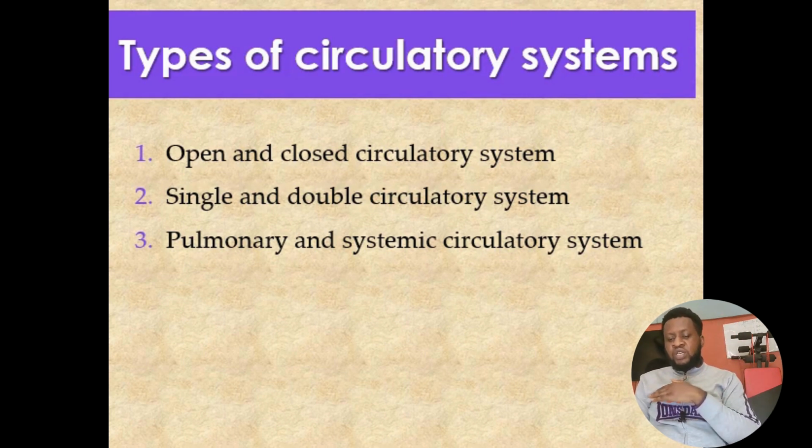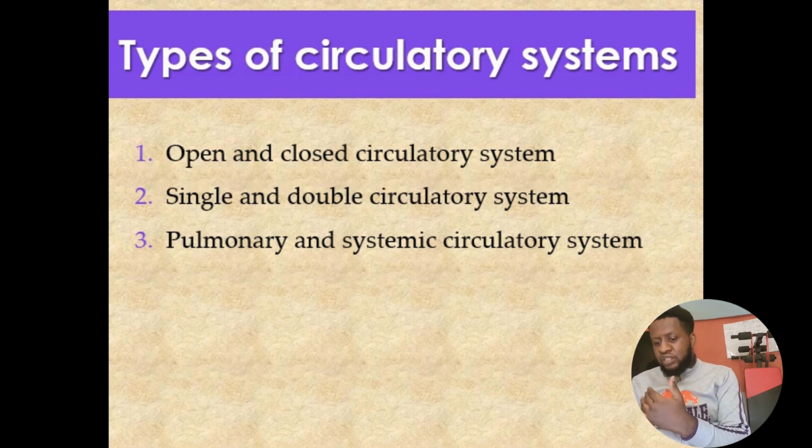So that's what we refer to as pulmonary. Then the second one is systemic. Systemic, from the word system, that is the body part. So when blood moves from the heart into the body part, and then from the body part back into the heart, that's what we call systemic. Now I'm saying it goes to the heart twice because it's also connected to the double circulatory system.